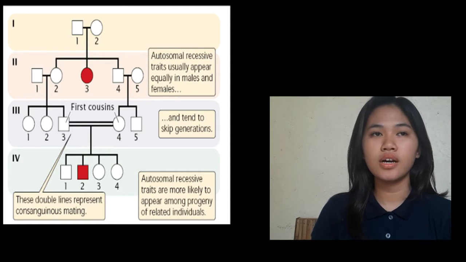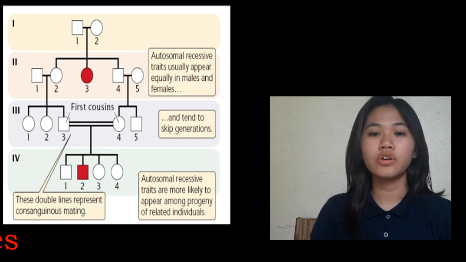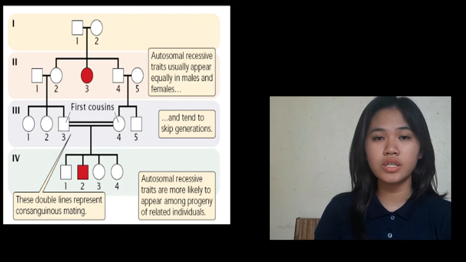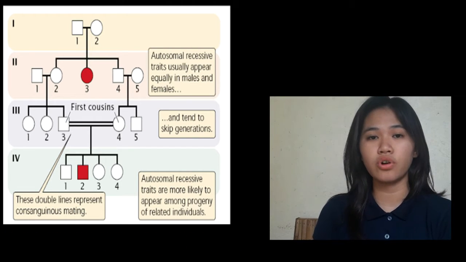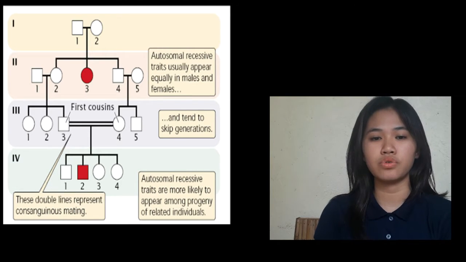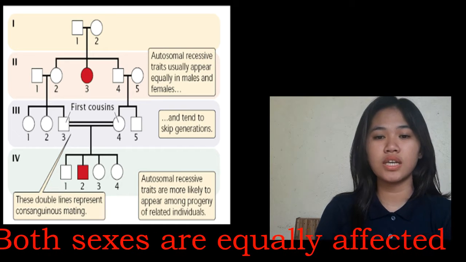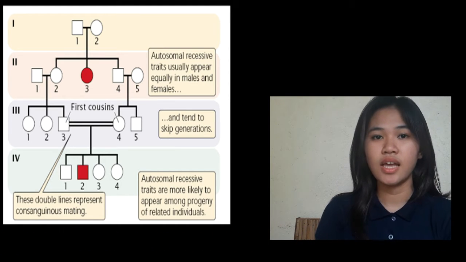First, the trait is located on non-sex chromosomes, or autosomes. So if the trait is found between the first and 22nd pair of chromosomes, the pattern of inheritance is autosomal. So how would we know by just looking at it? If both sexes are equally affected, and male and female may transmit the trait.